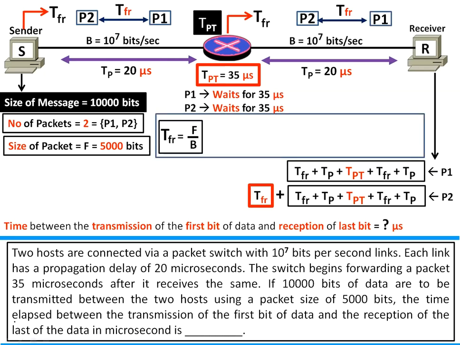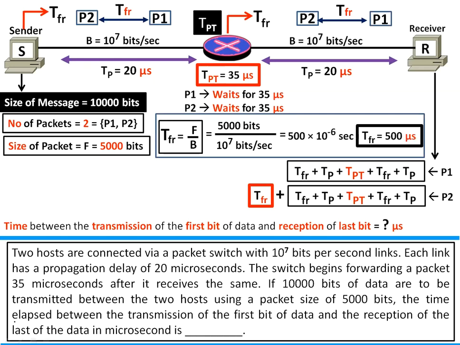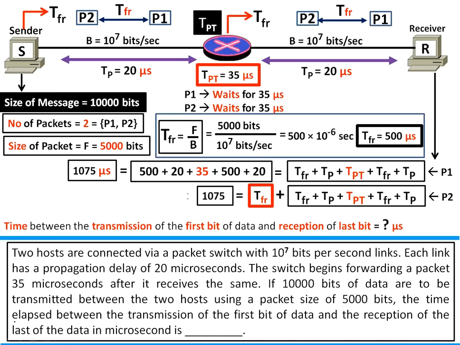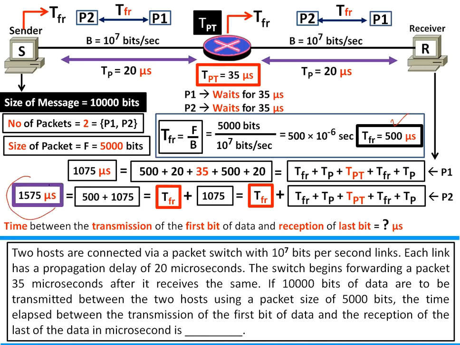Clear, guys? So TFR is equal to F by B. You calculate that. That will be 500 microseconds. So please calculate everything in microseconds. Plus TFR, that is 500 microseconds. So ultimately in 1575 microseconds, the receiver will receive the complete 10,000 bits, guys. Convinced, guys? Yes. Now, continue with the next question, please.